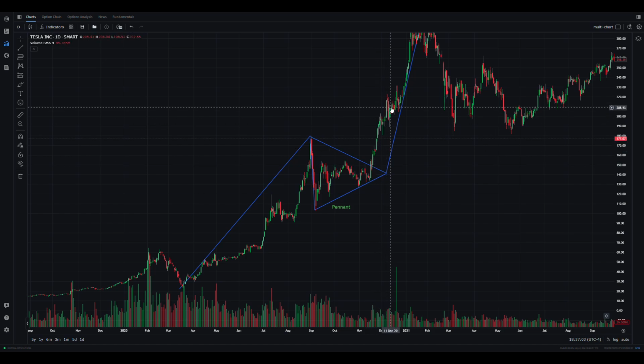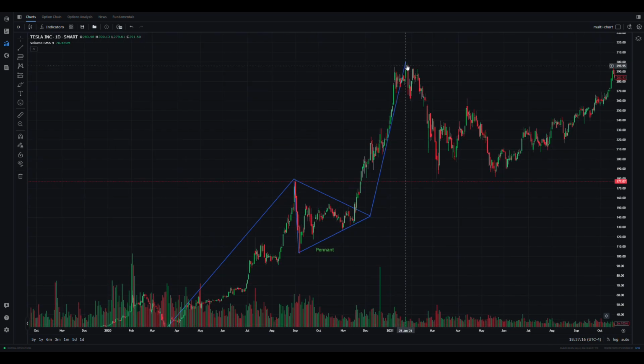Traders often use the height of the flagpole, the distance from the start of the initial move to the highest or lowest point of the flag or pennant, to estimate a price target for the subsequent breakout. This target is projected in the direction of the breakout and provides an objective for potential price movement.